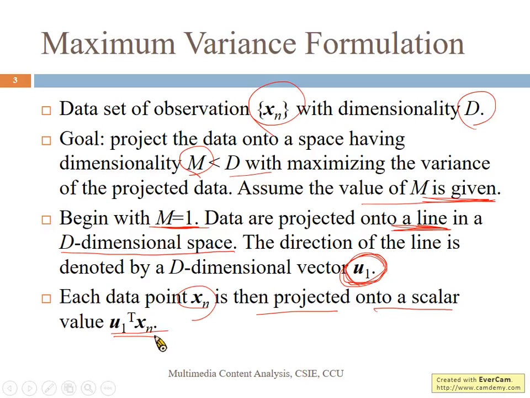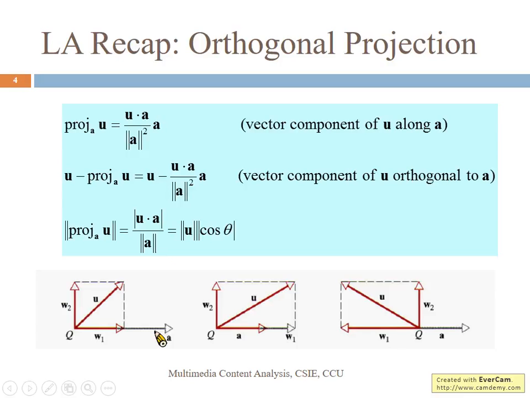You can see that actually this is the inner product of two vectors. The first vector is u1, which is the direction of the line. The second vector is x_n, that is the original data point. So when we say we want to project the original data point onto a line, we simply take the inner product between them. Why? Let's go back to linear algebra.